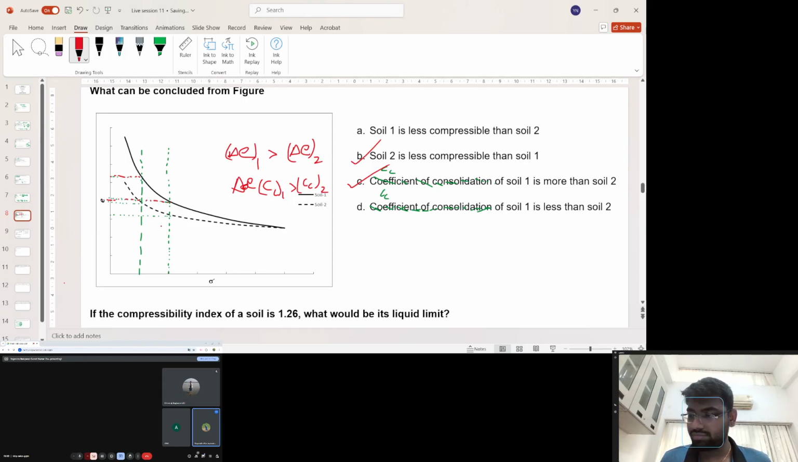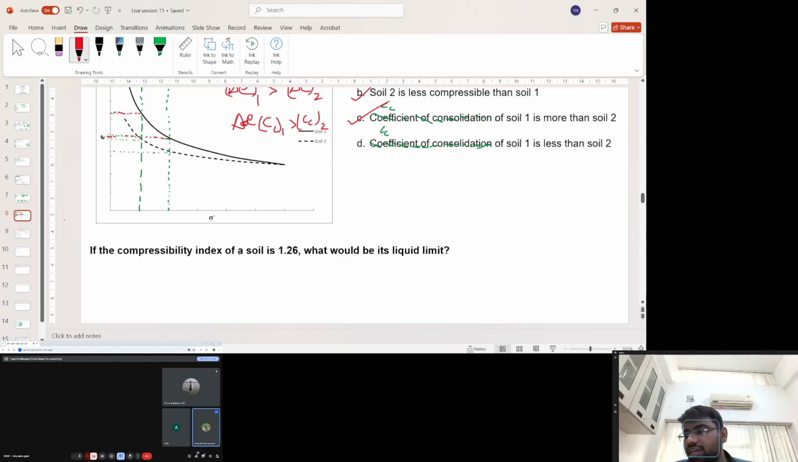No, sir. At higher stresses, we cannot check, na, sir, because at lower stress only it is very clear. Yeah. At higher stress, obviously, it will reach its critical void ratio value. Void ratio. Yeah. So higher stresses also, and yeah, here this is only the initial behavior.